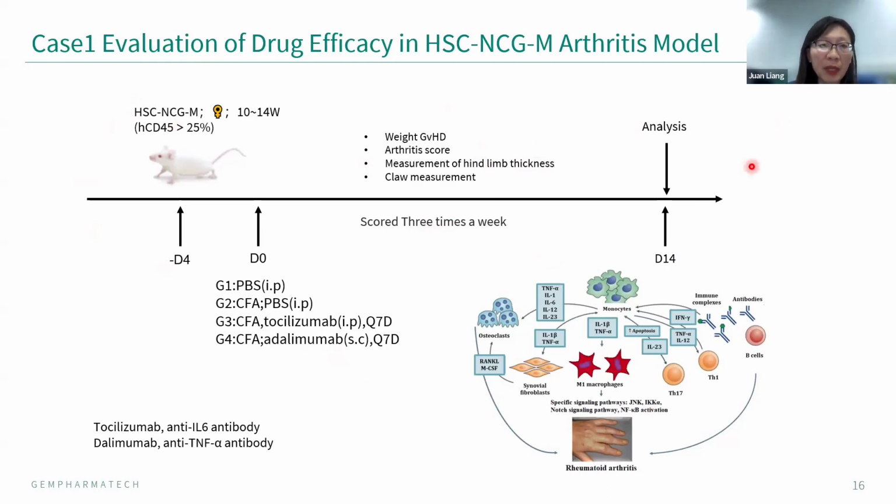First, we established this immunoreconstitution model with transplantation of human HSC. Around 10 to 40 weeks after the immune system reconstitution, we treat the mice with CFA to induce arthritis. And during the study period, we score arthritis, measure the limb thickness, and also measure the claw swelling. And at about 2 weeks, we will do the endpoint analysis.